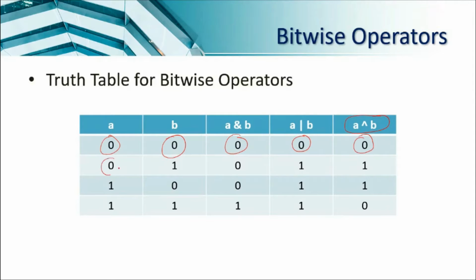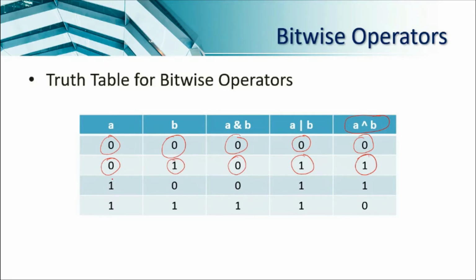Then A is 0 and B is 1. In that case, A AND B becomes 0 because only one value is 1 and the other one is 0. Then A OR B becomes 1 because one of these two values is 1. Then A XOR B is 1 because both are different, 0 and 1.